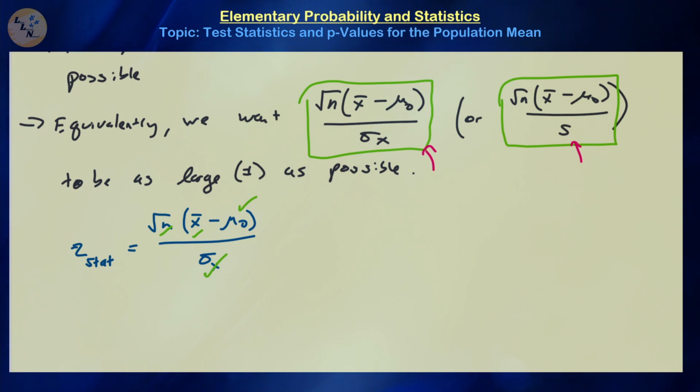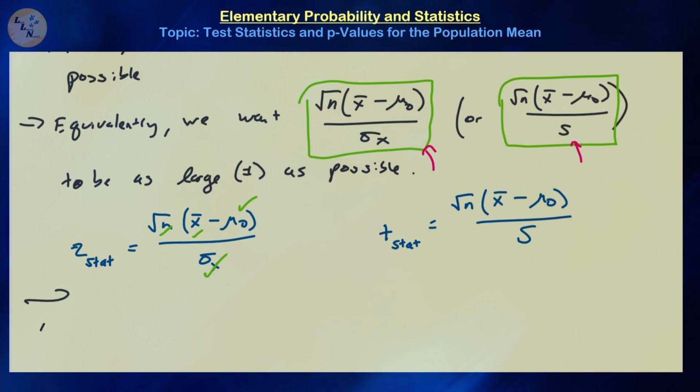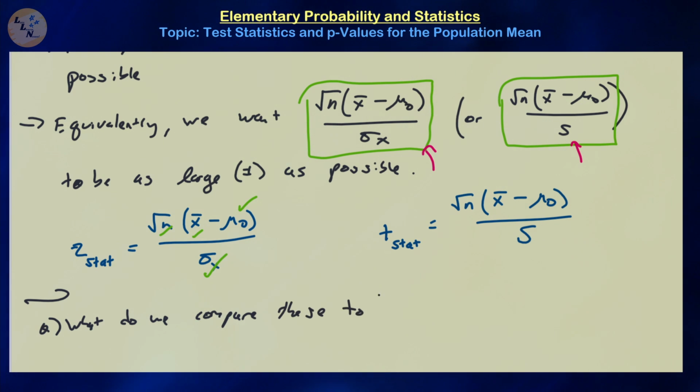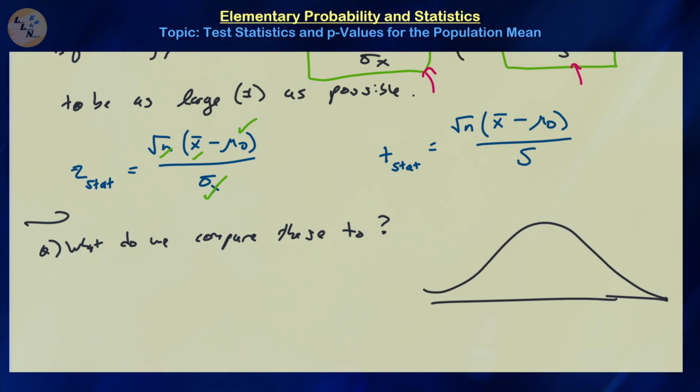If you don't know the population standard deviation, then you're going to be using a t-test statistic, which is equal to the square root of n times x bar minus mu 0 all over s. So what do we compare these to? That's the bigger question. Let's go back to our original picture, because we need to determine, do we reject or fail to reject the null hypothesis based upon these numbers, right? We're not looking at an interval, which is two numbers. We're looking at just a single number, or maybe two numbers, who knows?